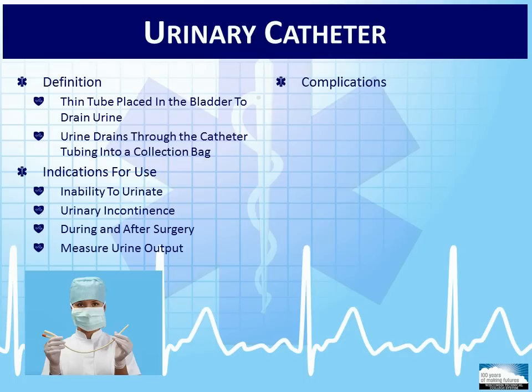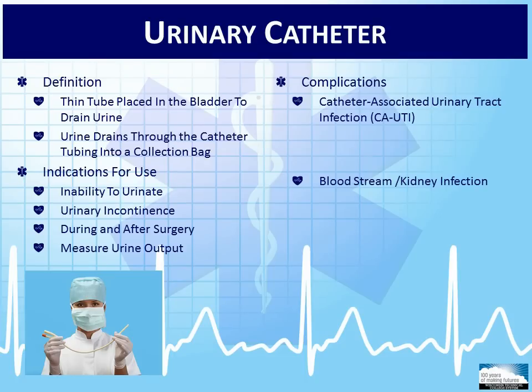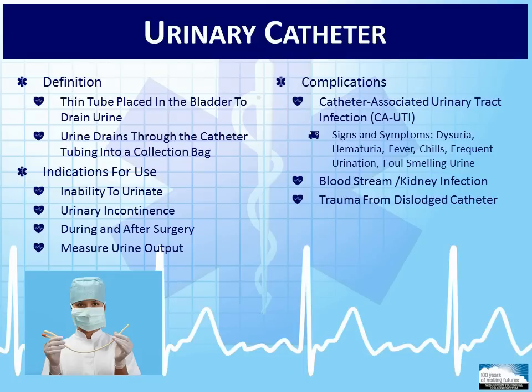Complications associated with urinary catheters include catheter-associated urinary tract infections, bloodstream or kidney infections, and trauma resulting from a dislodged catheter. Signs and symptoms of a catheter-associated urinary tract infection include dysuria, painful urination, hematuria, blood in the urine, fever, chills, frequent urination, and foul-smelling or odorous urine.